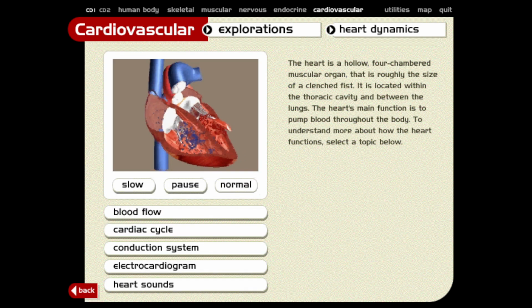The heart is a hollow four-chambered muscular organ that is roughly the size of a clenched fist. It is located within the thoracic cavity and between the lungs. The heart's main function is to pump blood throughout the body. To understand more about how the heart functions, select a topic below.